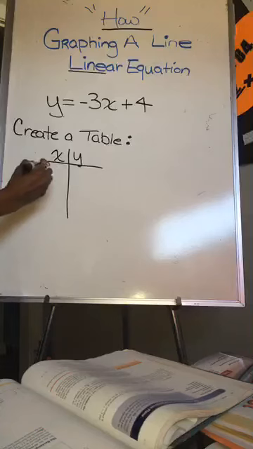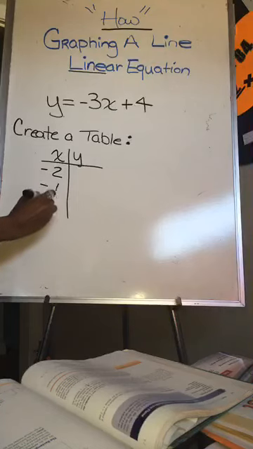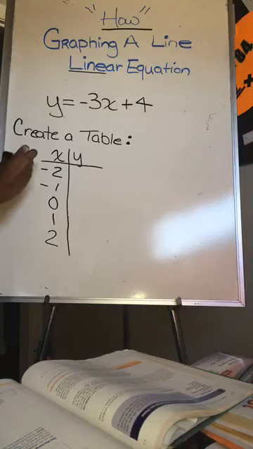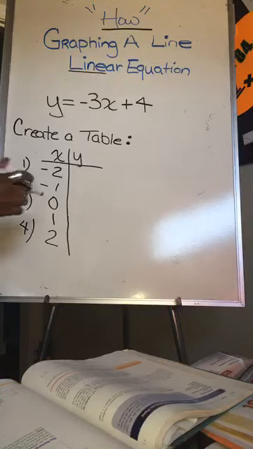It's common to start with -2 for your x, -1, 0, 1, and 2. So we're going to plot points so we can really get a good line. We can see that straight line, whether it's going to come out diagonally, horizontally, or vertically.